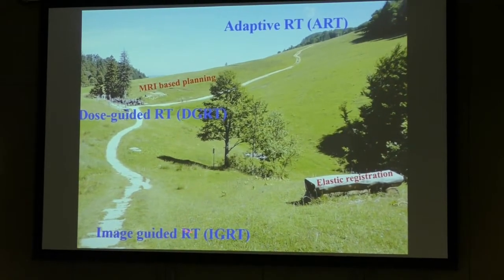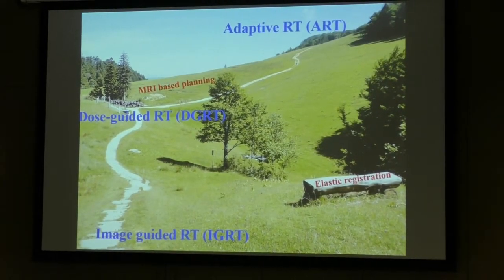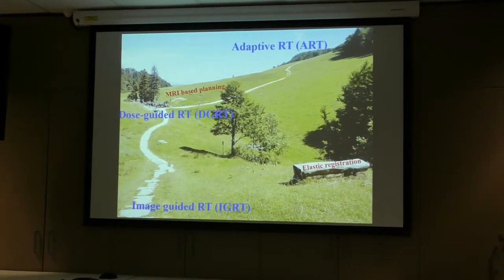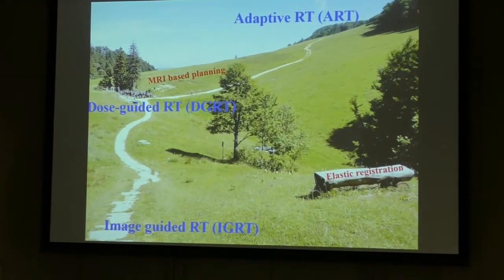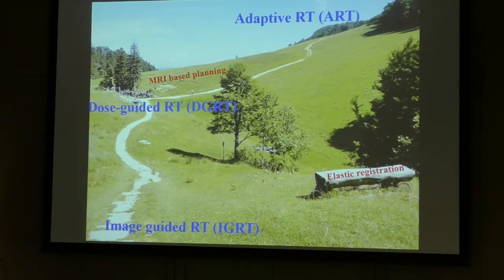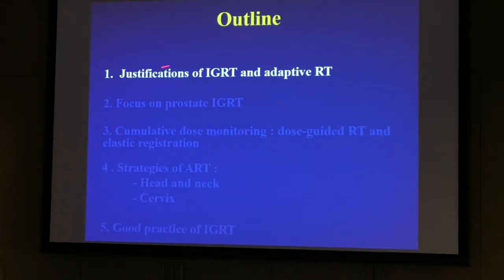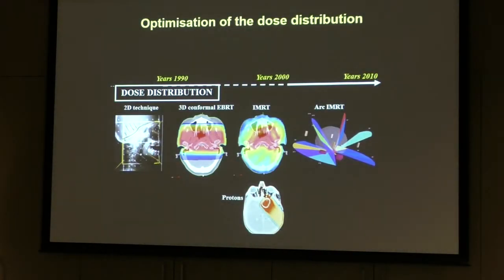from image-guided radiation toward adaptive radiation, and also considering another aspect of image-guided radiation, MRI-based planning and so on. In this talk there will be actually 4 parts, and the first part is the justification of IGRT and adaptive radiation. You already know the justification of IGRT.